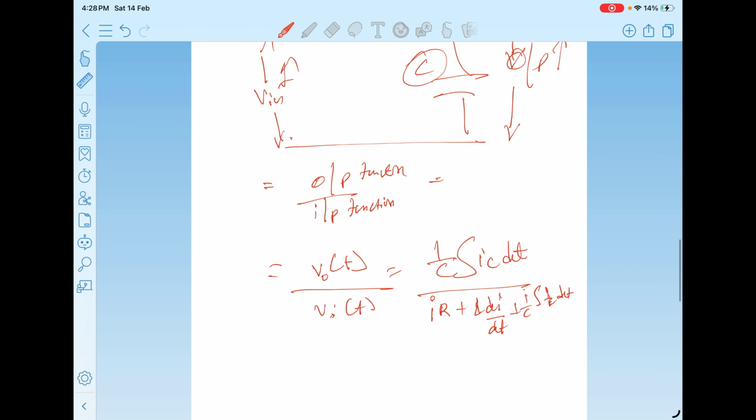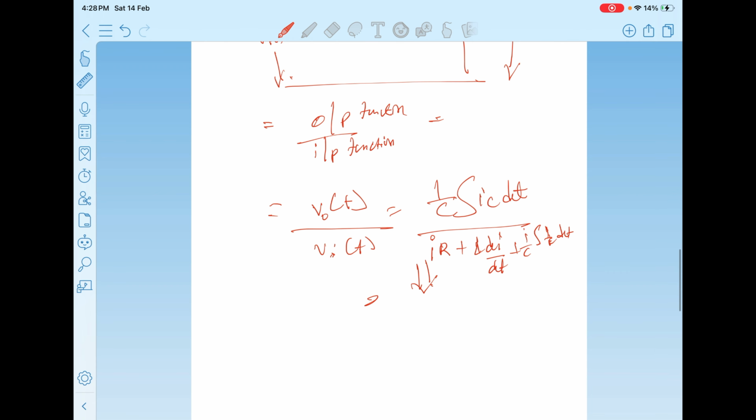This is the equation. Now to solve this equation, it is a complex differential equation. To solve this, it is very difficult. That is the reason there is one more advantageous computation available, that is Laplace transform.